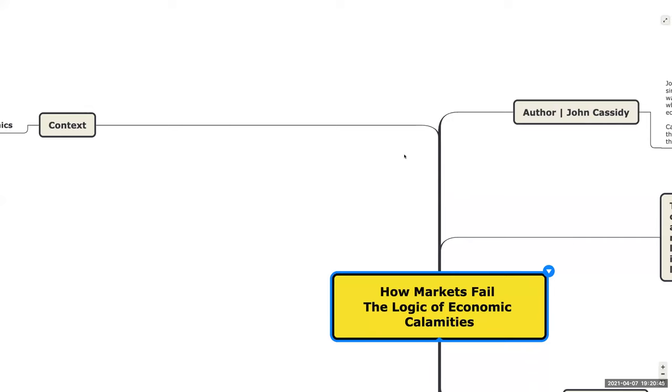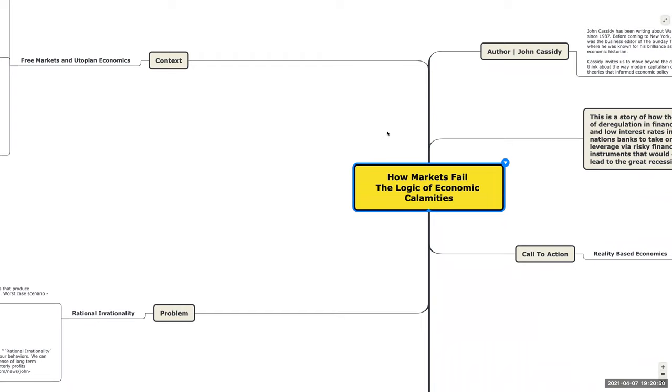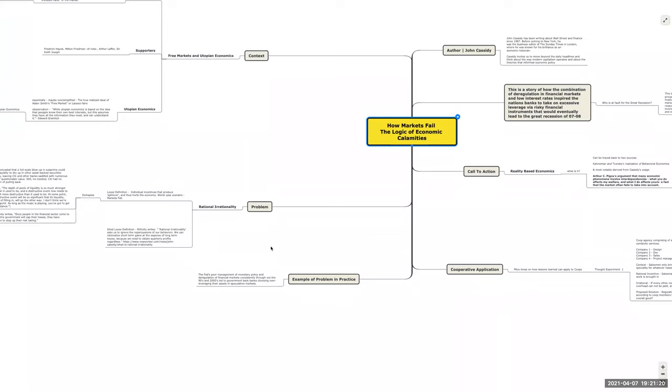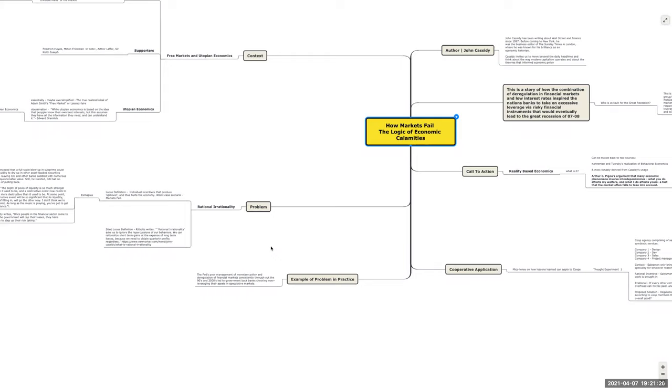And so I think a good way to start, I've outlined today's meetup in just a few different sections, where we effectively start out with the context. What are we talking about here? What's the scene in this economic dilemma that he is approaching? What's the problem with this context? I have listed an example of the problem in practice, his call to action to solve the problem, and also my cooperative application, AKA thought experiment.